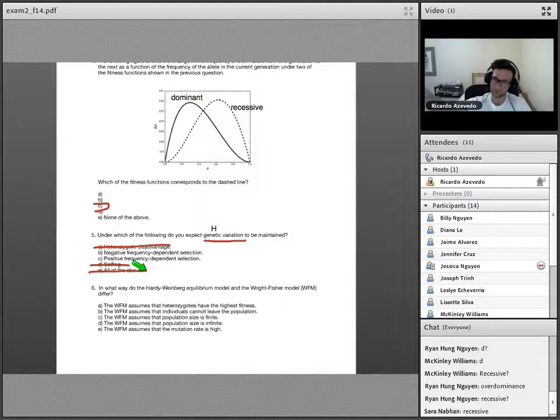So positive frequency dependence, of course, is as the frequency of an allele increases, the fitness increases accordingly. Negative frequency dependent means that when an allele has a low frequency, it has a high fitness value. When it becomes prevalent in the population, its fitness value declines accordingly. So which one, in your view, would maintain genetic variation?